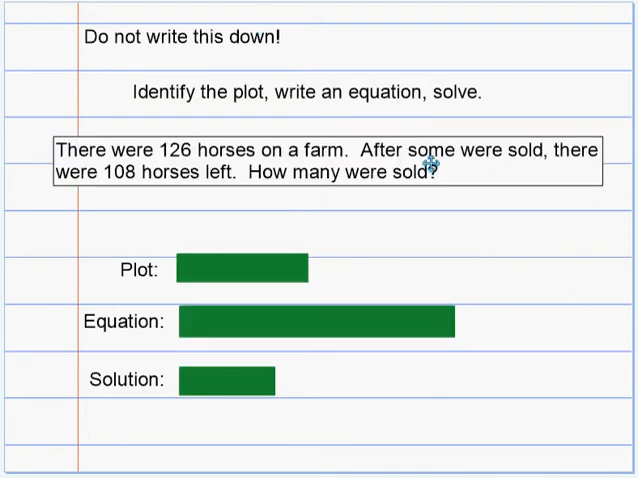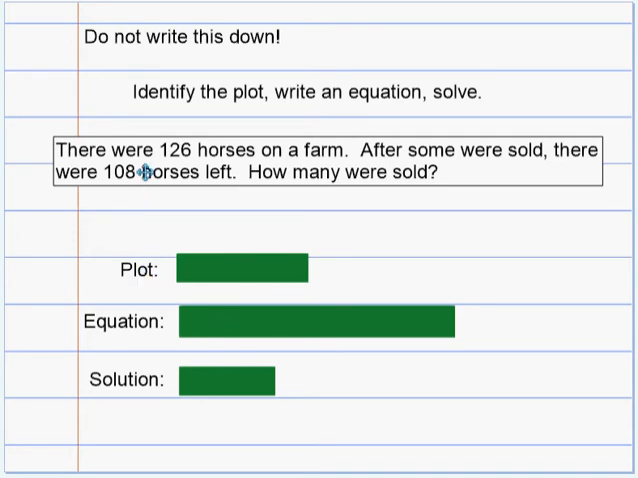I'm going to do another example. Again, do not write this down. Identify the plot, write an equation, and solve. So let's see, there were 126 horses on a farm. After some were sold, there were 108 horses left. How many were sold? Okay, again, pause here if you would like to do this on your own, and then press play when you're ready to see the answers.